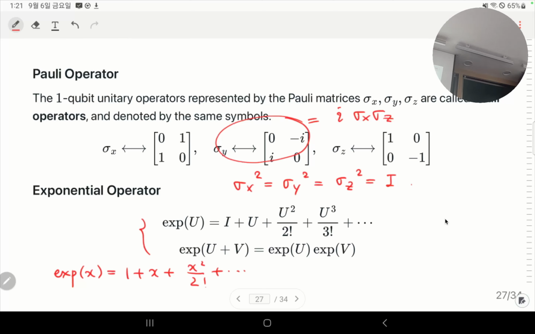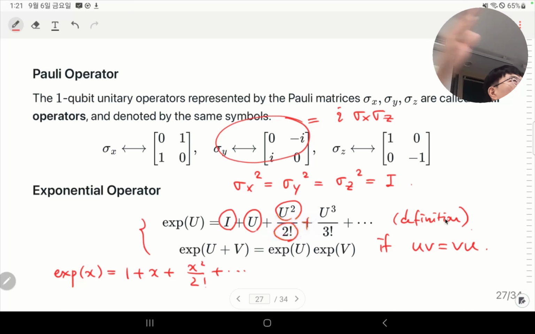Actually, this is not true unless UV equals VU. You have these two identities. This is a definition, actually. So you're taking the identity matrix and U, and then U squared divided by 2 factorial and so on. You add all of these matrices up to infinity, and then you get some 2 by 2 matrix, right? That's how you define the exponential of U.